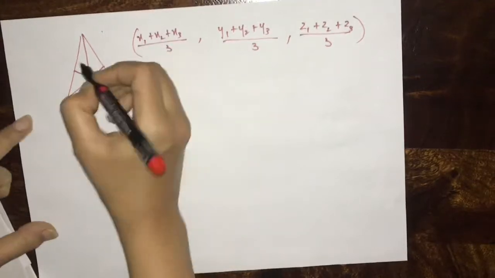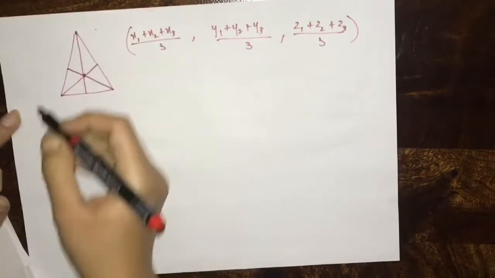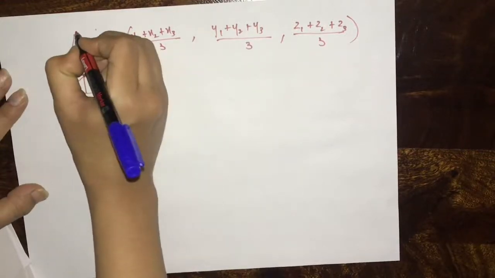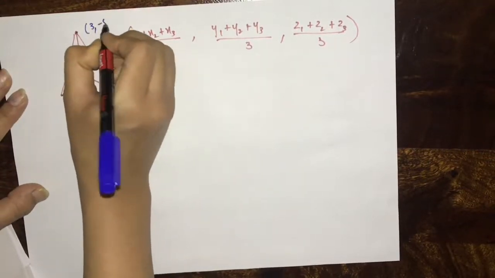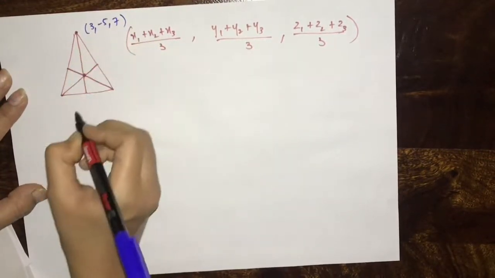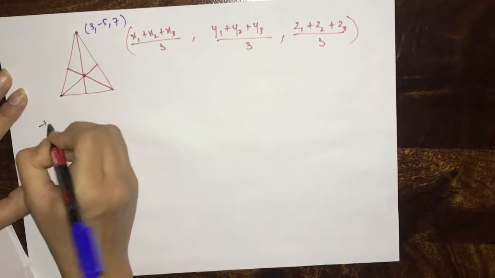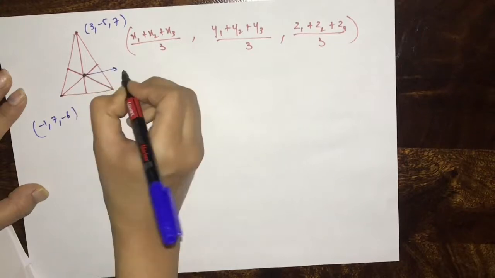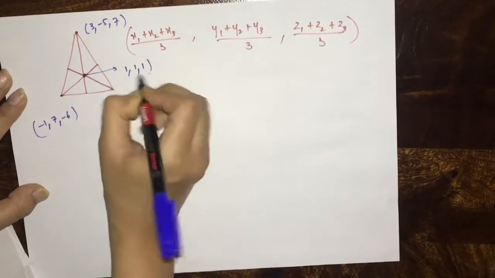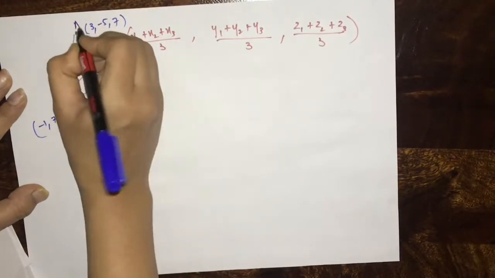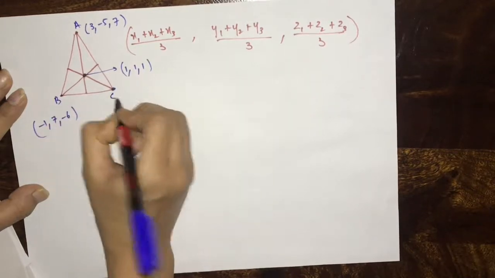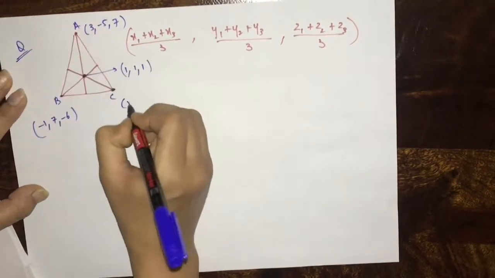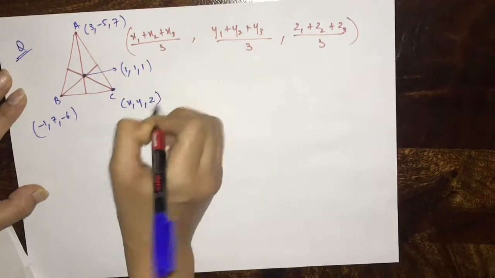Now you can be asked some very simple and very basic questions. Suppose the 3 points are given: 3 comma minus 5 comma 7, and minus 1 comma 7 comma minus 6, and now suppose you've been given the centroid coordinate as 1 comma 1 comma 1, and you need to find the coordinate of point C. Let's assume this is a question. So C is x comma y comma z.